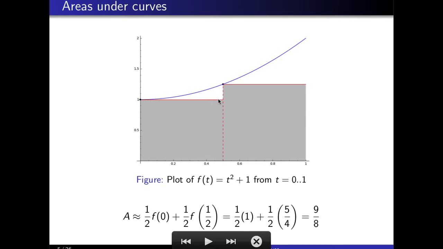But what we see is that we have a bit of an under approximation. So the actual area is going to be a little bit more because we're missing some area in between here, and then we're also missing out on a lot of area there.